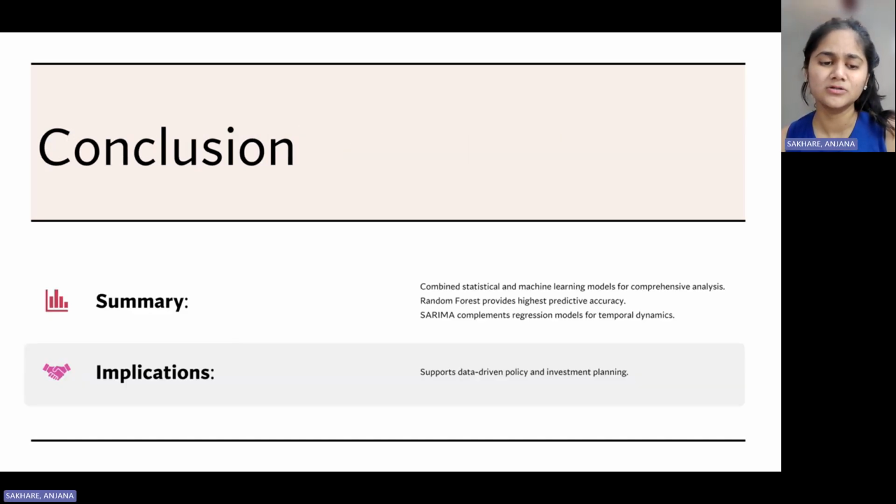So finally, for the conclusion, this leads to the conclusion that the study effectively used advanced methods to forecast investments and to examine the trends. These results provide useful information about Japan's construction investment patterns. This project shows the effectiveness of integrating machine learning and statistical techniques to tackle complex economic issues as well.